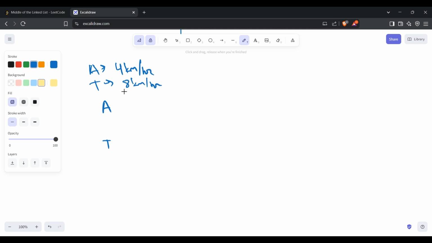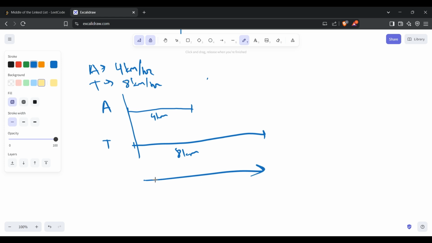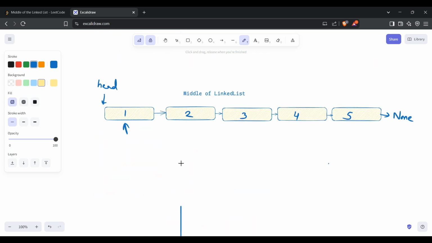So after 1 hour, A has covered 4 kilometers, and after the same time, that means 1 hour, T would be covering 8 kilometers. If you observe it closely, for the same time, if the speed of one person is double, the other person would have covered exactly the middle of the path that the other person has covered.